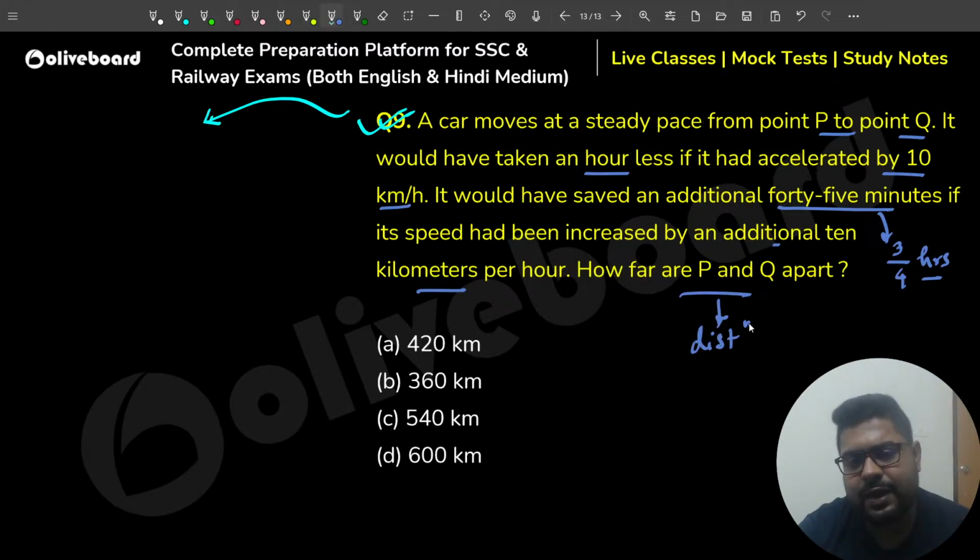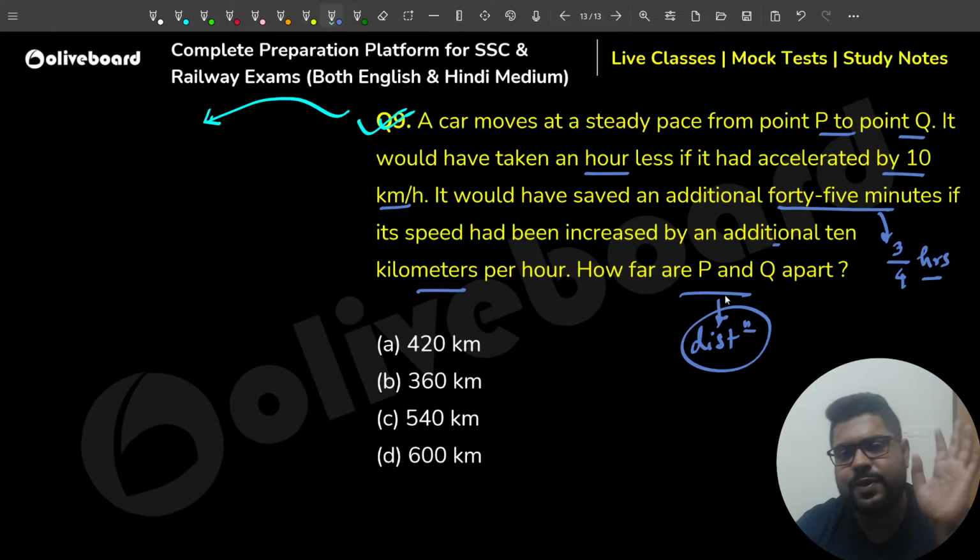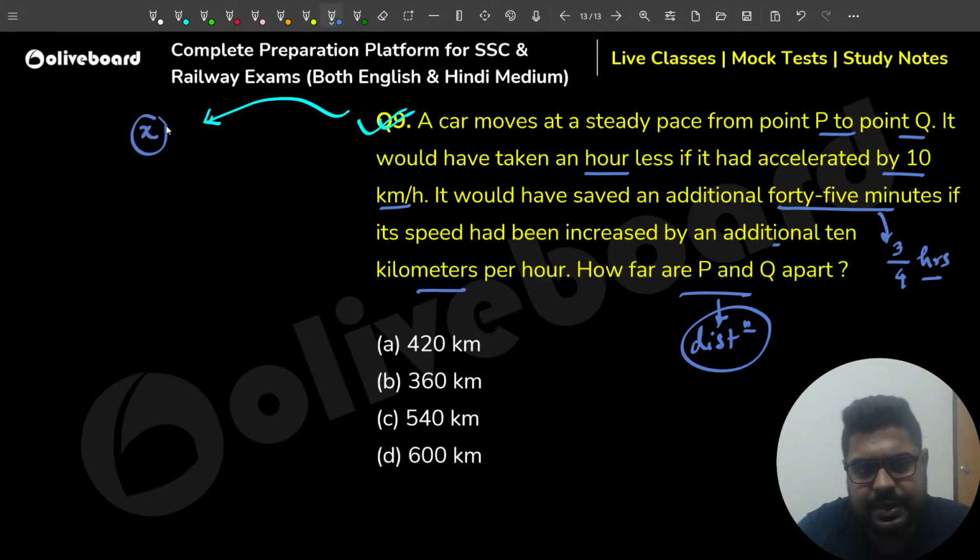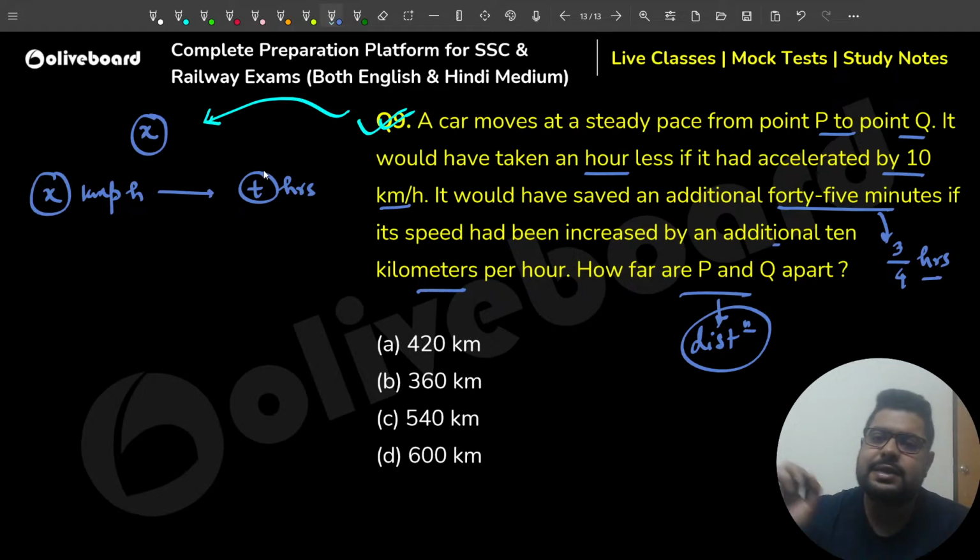Sir, there are different ways of solving this. The best way is using the formula. Sir, I don't know the usual speed. Let's take the speed as x. If it moves with a speed of x kilometers per hour, this is a very good question. So let's say it takes t hours to reach the distance from P to Q. I don't know the distance.